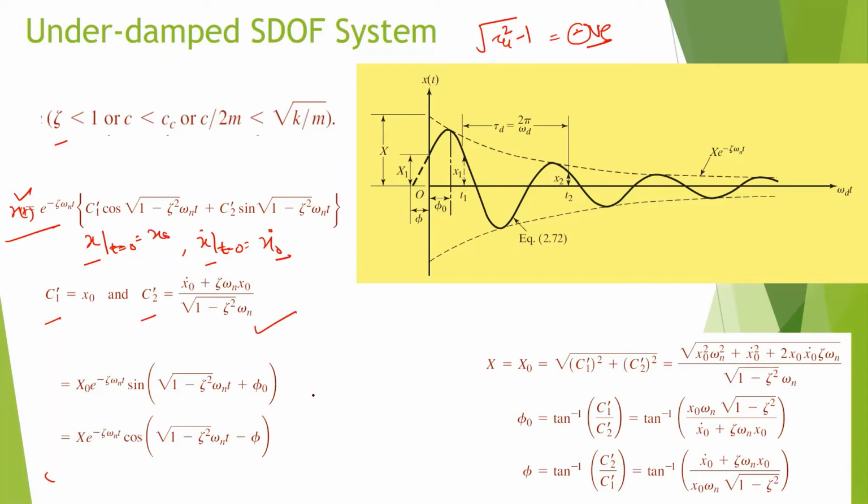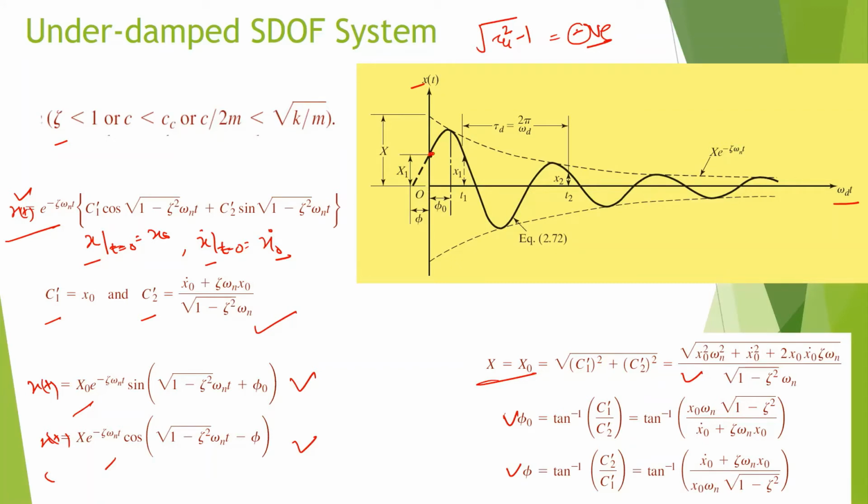Another form of the solution can be represented in this form, and here X naught and phi naught can be found using this. X naught is the square root of C1 dash squared plus C2 dash squared. So this will be X naught, and phi naught can be found using these two formulas. If we represent the response of this system, which is x(t) against omega d t, it will look like this.